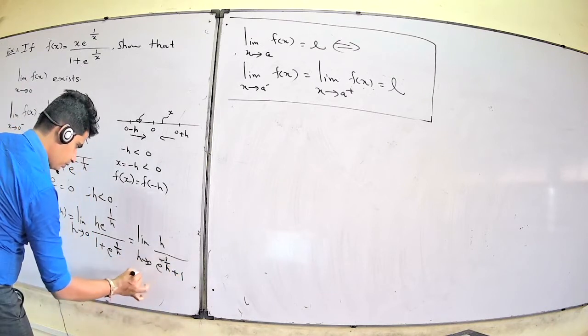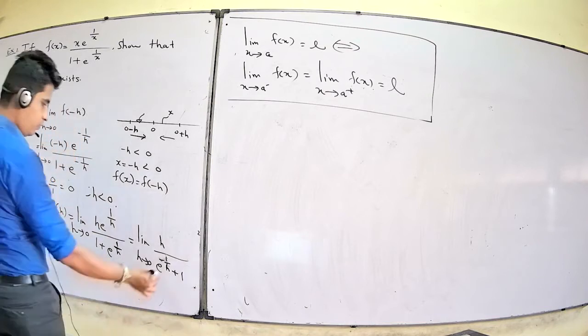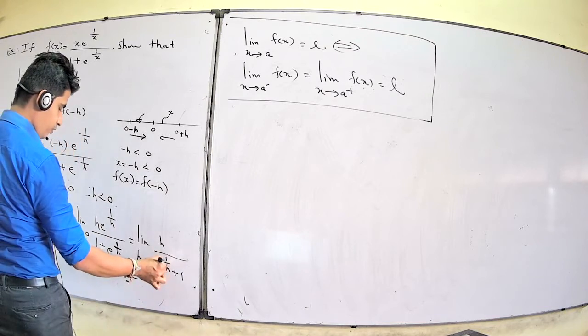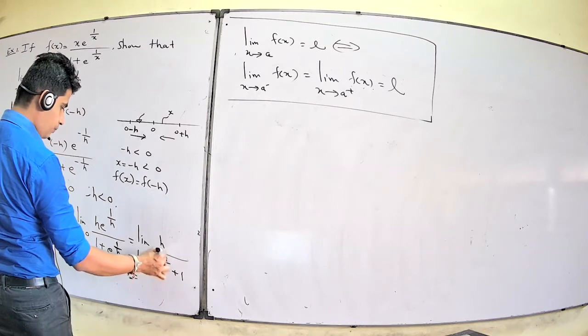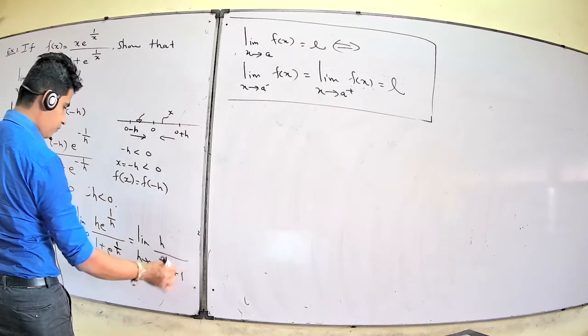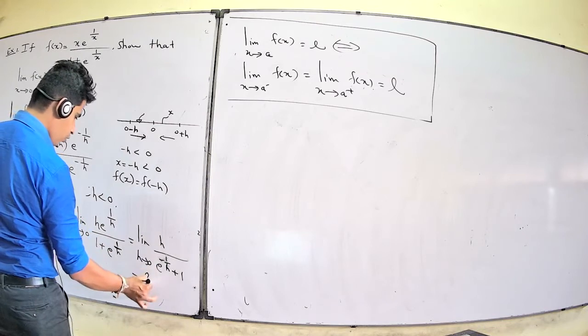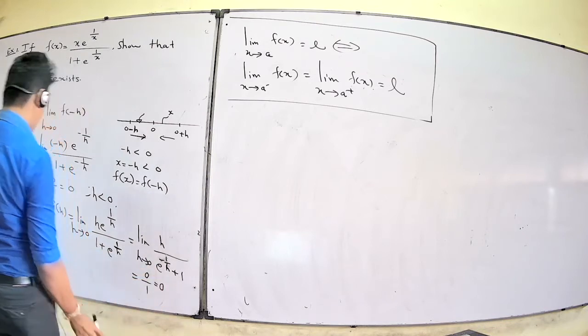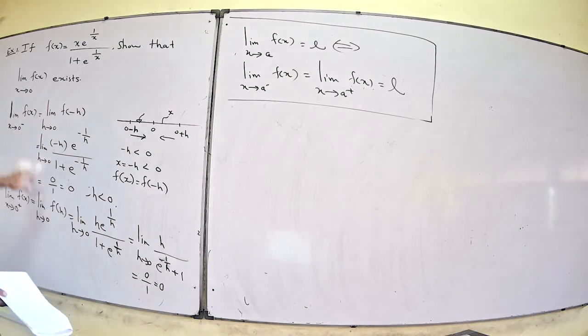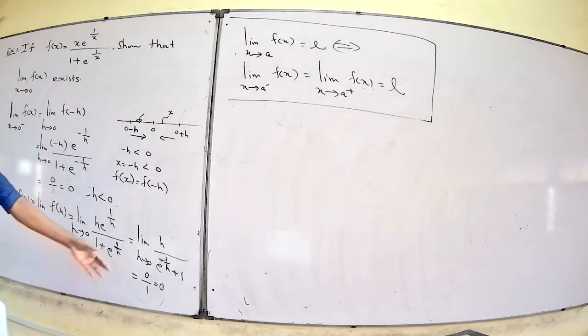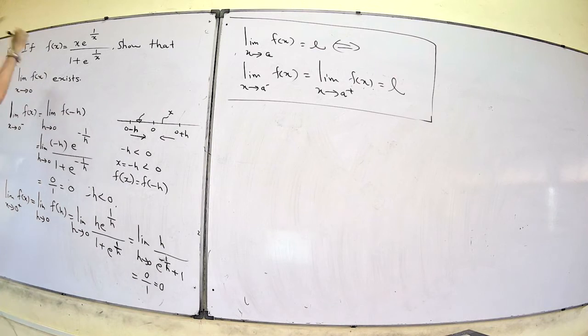As h tends to 0, 1 over h becomes infinity, so e power minus infinity is 1 over e power infinity, which is 0. So 0 plus 1 is 1, and the numerator h is 0, therefore 0 over 1 becomes 0. Now your left limit value is equal to 0, and the right limit value is equal to 0, therefore this function's limit exists, and that limit value is 0.